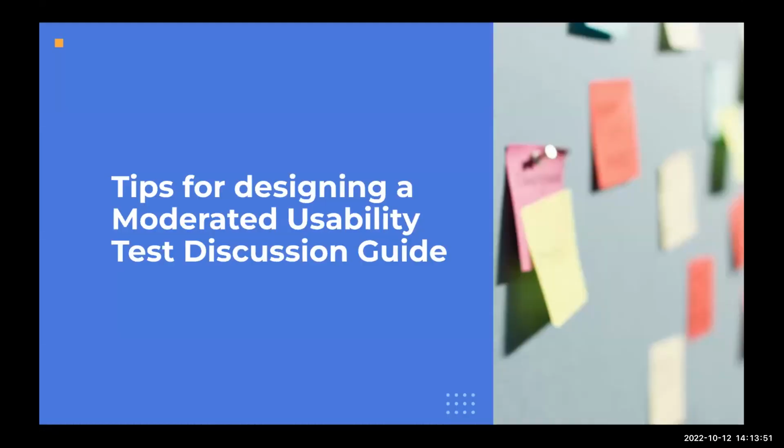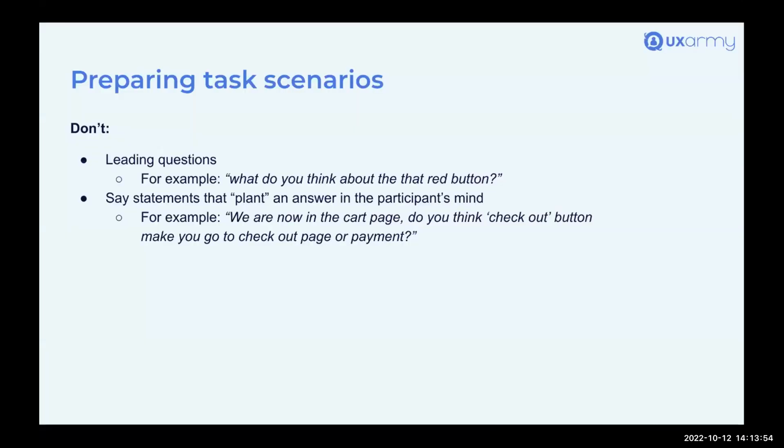Here are tips for designing moderated usability tests for the discussion guide. Start with what you should not do, which is to ask a leading question. For example, pointing at some specific part of the screen or prototype that you have, like, what do you think about the red button on the screen? Or, we are now in the cart page, but what do you think about the checkout button? That's one of the examples that we should avoid.